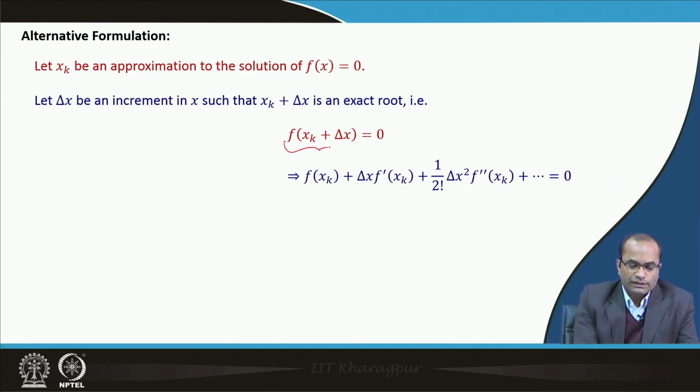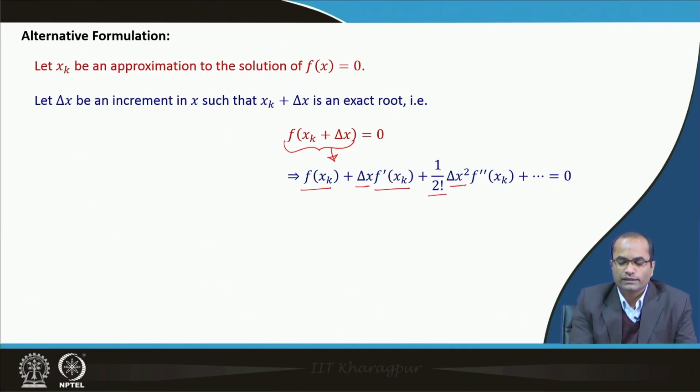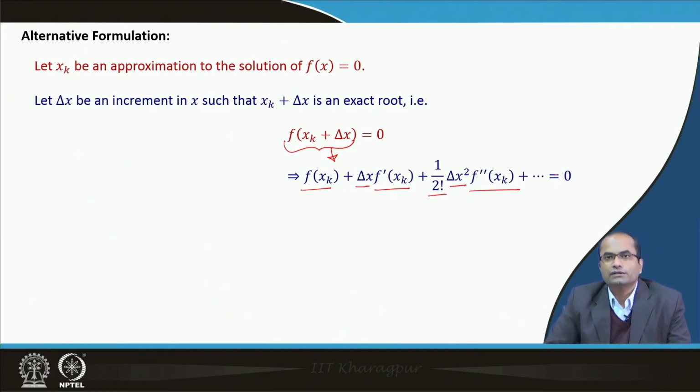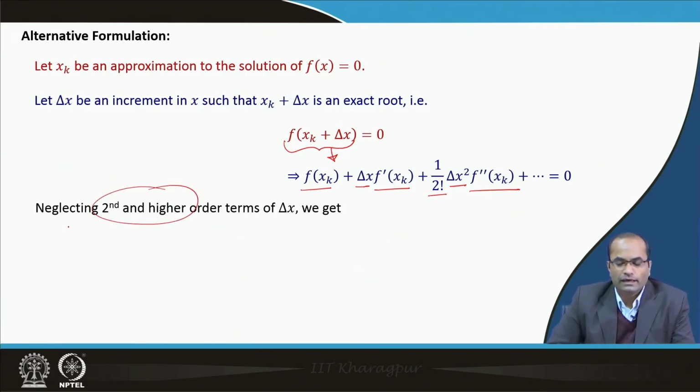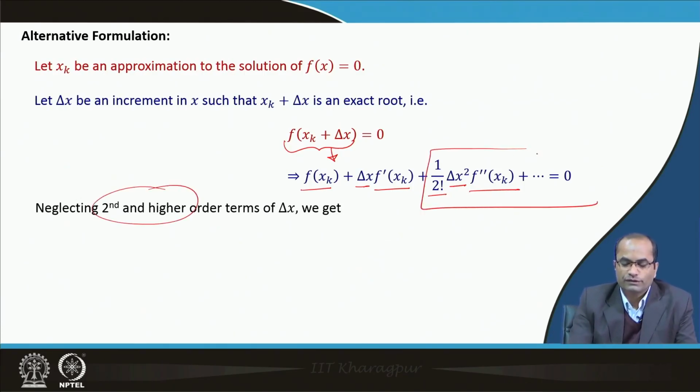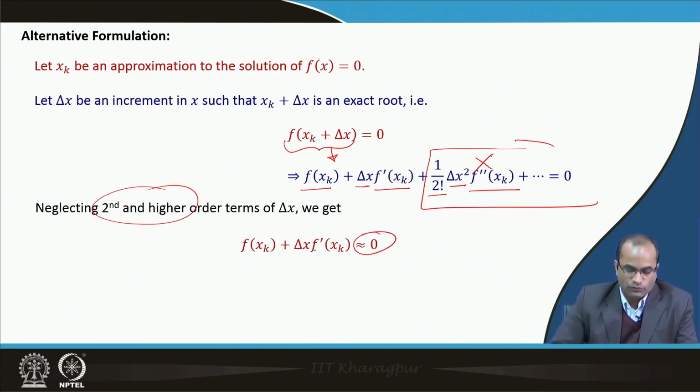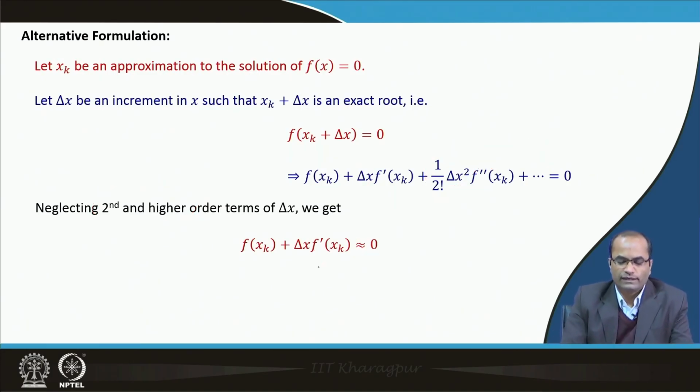Now, we can use the Taylor series expansion of this f(x_k + Δx). So, f(x_k) + Δx f'(x_k) + 1/2! Δx² f''(x_k) and so on. This will continue as an infinite series, and if we neglect the second and higher order terms, then we are not exactly getting equal, but we are getting approximately equal to 0 for a small Δx. That will be a good approximation.